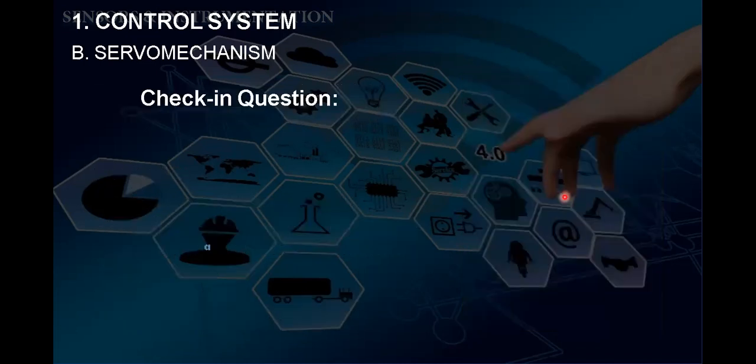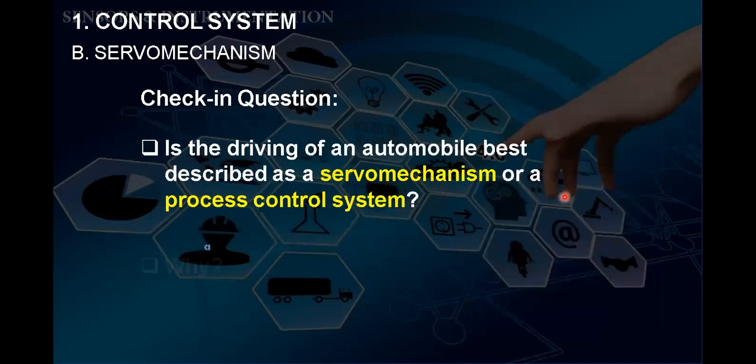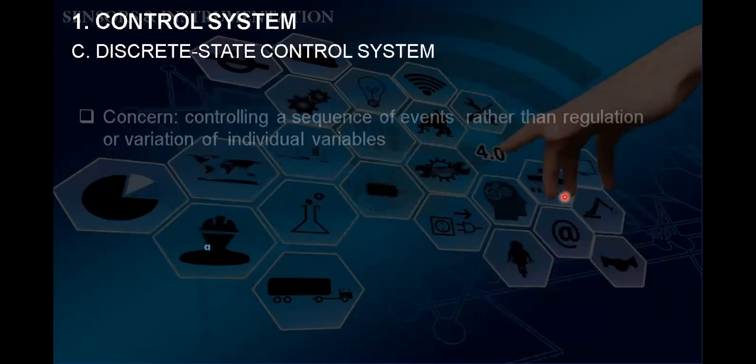Just a check-in question. Think about this, because I'm not going to always answer it here, but just have a thought: is the driving of an automobile best described as a servo mechanism or a process control system? Yes or no, and why? Think about it, and we'll discuss it in class later.